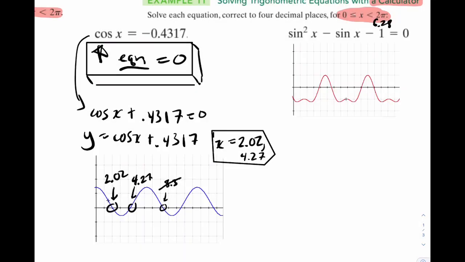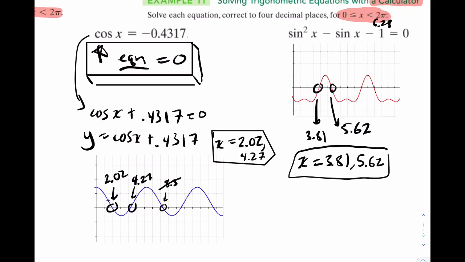So there's my graph. I'm going to notate that this one was 3.81, that one was 5.62, and x must be 3.81, 5.62. That's it.